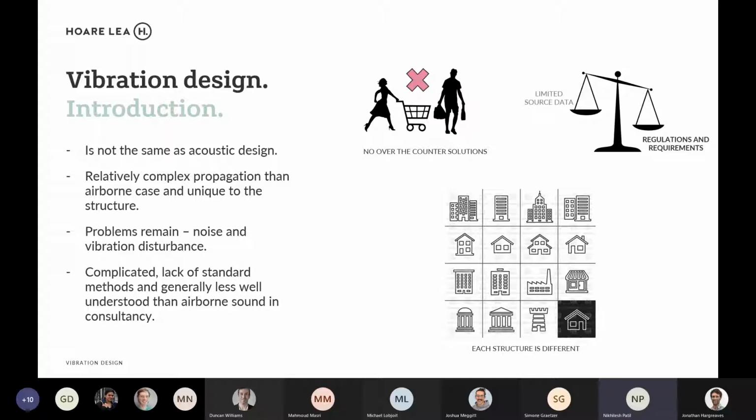For example, you may have sound power for airborne sources. You may not have that for structure-borne sources at all. So you have to work on a case-by-case basis when it comes to vibration design.